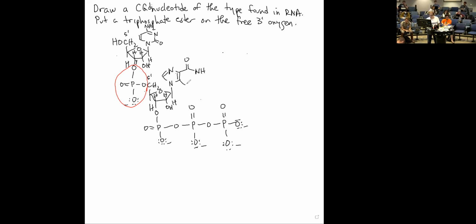Now, of course, this wasn't a multiple choice question that I've just made, but one could imagine any number of multiple choice questions being asked about a structure like this, even without you having to memorize it. And I think that's it. Now, if it had said to put the triphosphate ester on the free 5' oxygen, then instead of OH, this would be O triphosphate over here. And this would just be OH over here. But between any two nucleotide bases, there will always be exactly one phosphate ester, always.